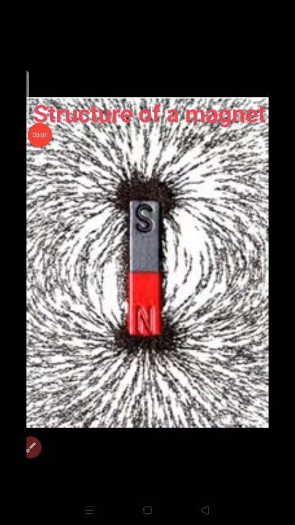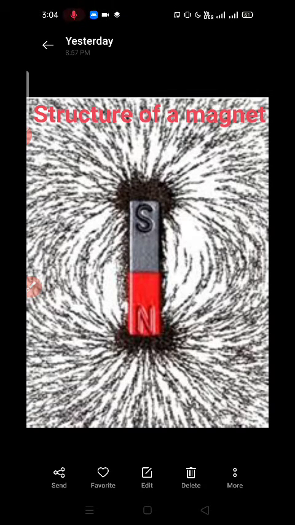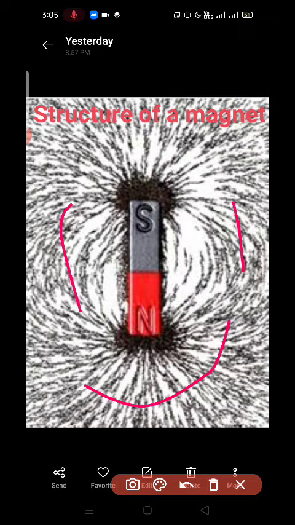Our next topic is structure of a magnet. To understand the structure of a magnet, take a white sheet and keep the bar magnet. This is a bar magnet, fixed on it. Now sprinkle the iron filings over the magnet.